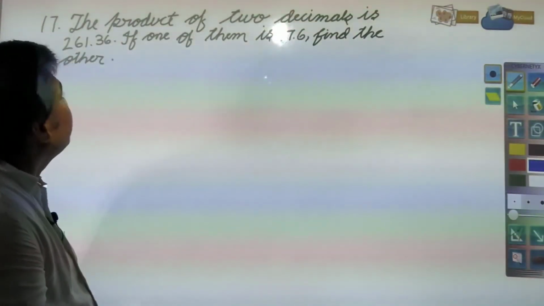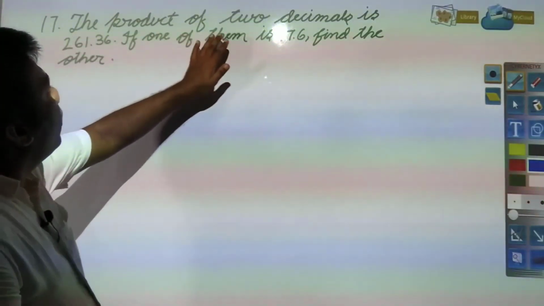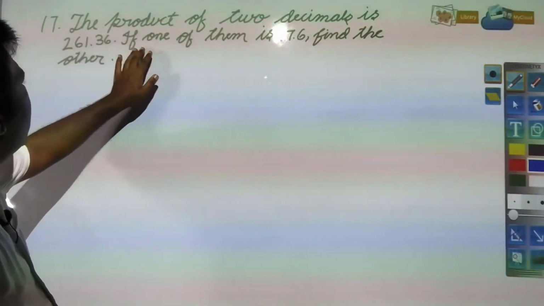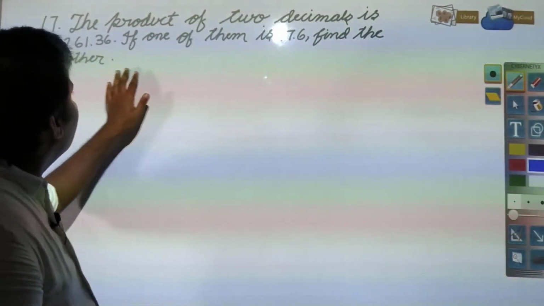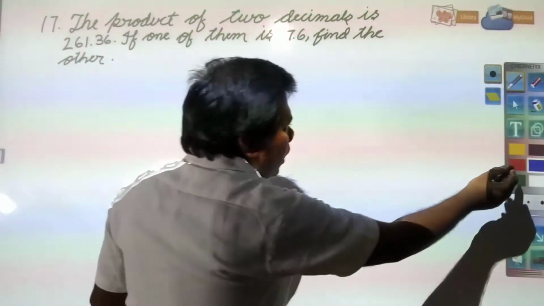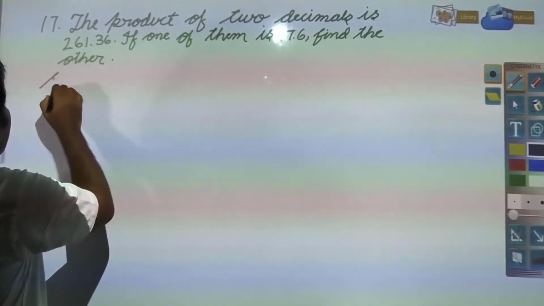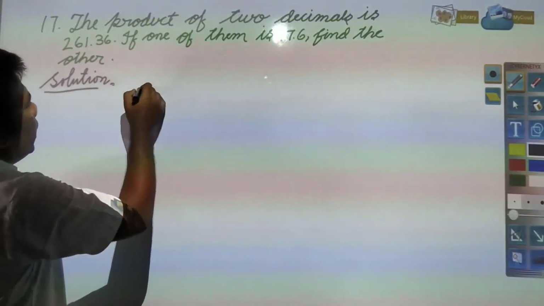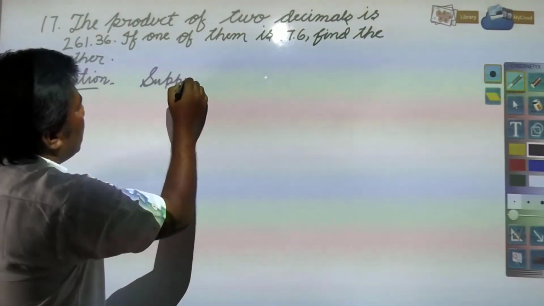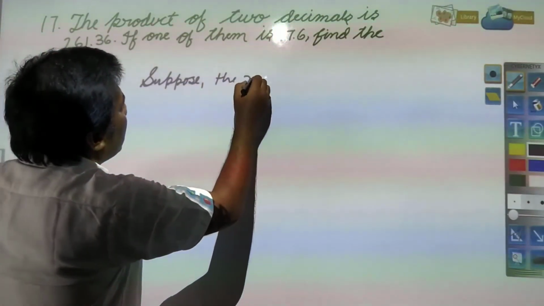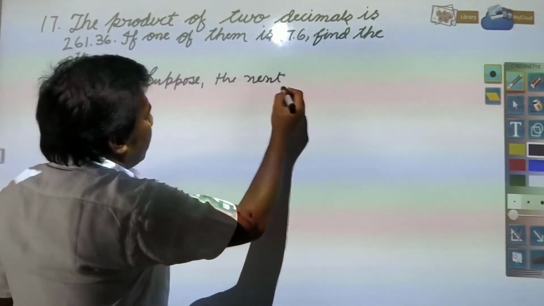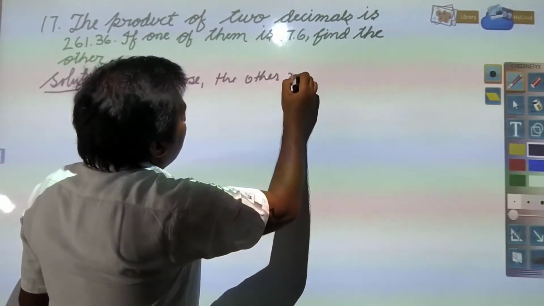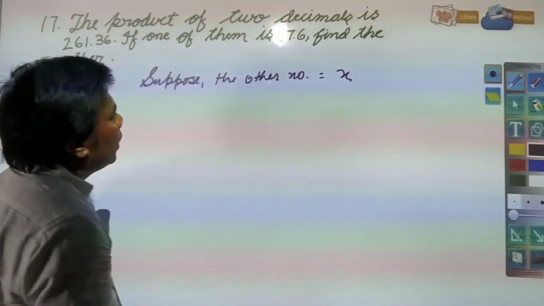Next question you have, the product of two decimals is 261.36. If one of them is 17.6, find the other. This type of many questions already you have done. So here you will write, suppose the other number is equal to x.